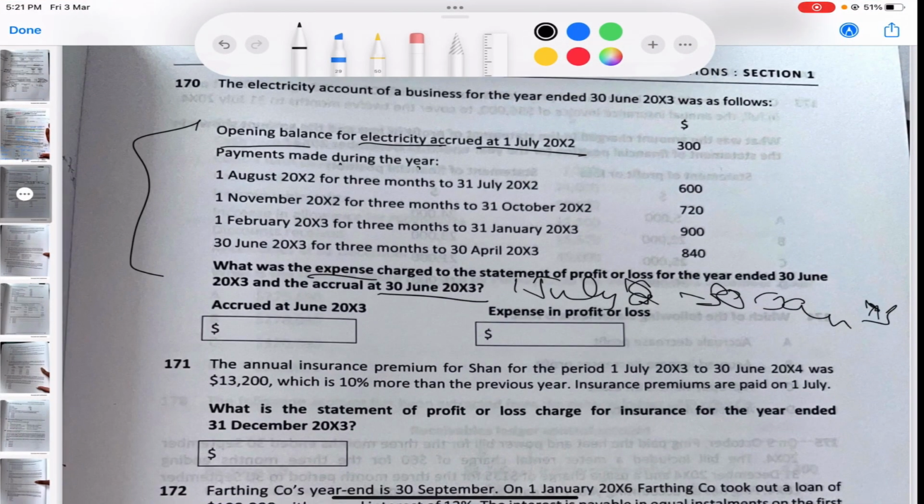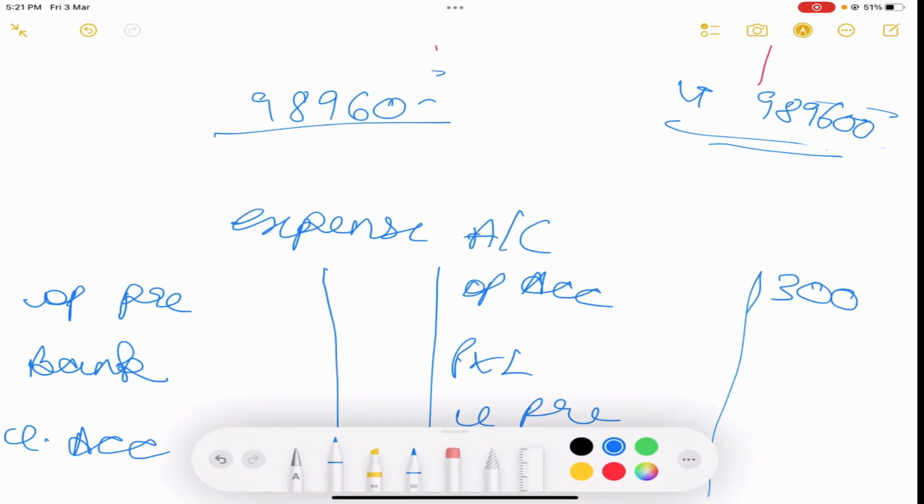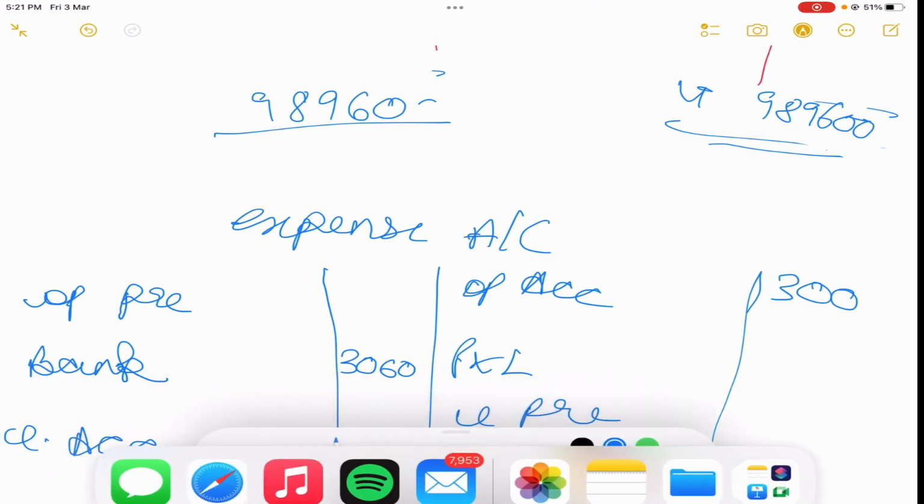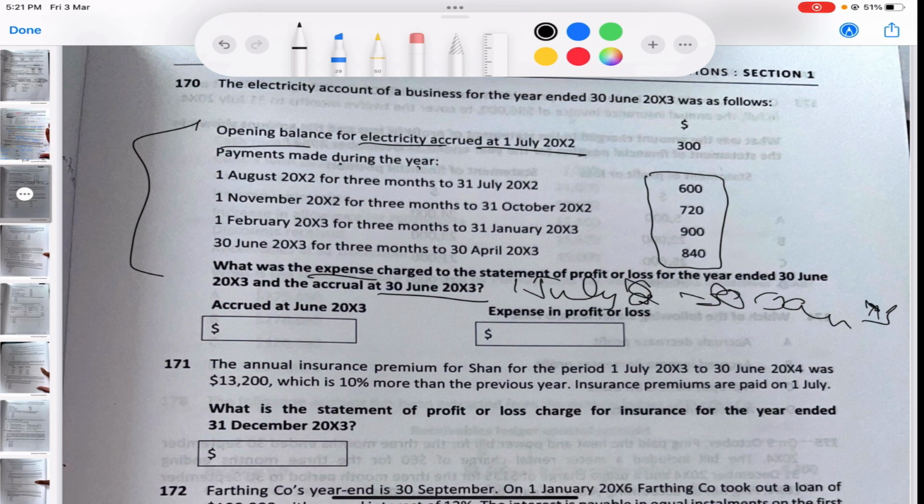Payments made during the year. What all payments have been made? The entire thing went out of the bank. So add all of this and put it out of the bank, the entire amount which went out of the bank. Okay, let's go back to the question. Now let's go into the detail.